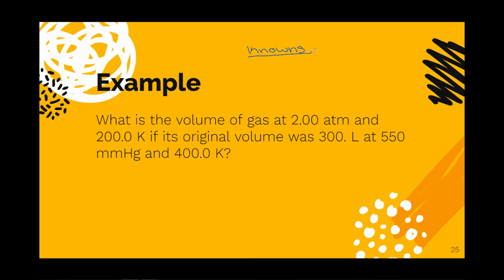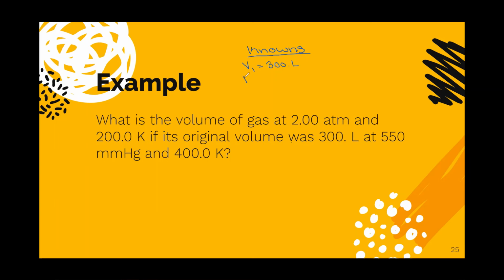Okay, so what is the volume of a gas at 2 atmospheres and 200 kelvins if its original volume was 300 liters, and so on? That tells us right there that this is your P1, V1, T1 scenario. So I'm actually going to label the second part of the equation first. We have V1 is 300 liters.